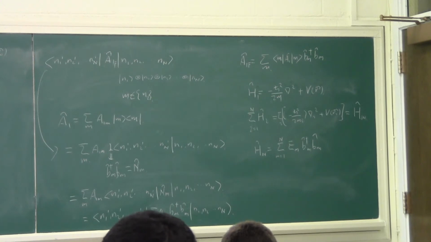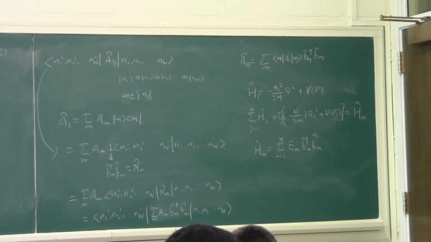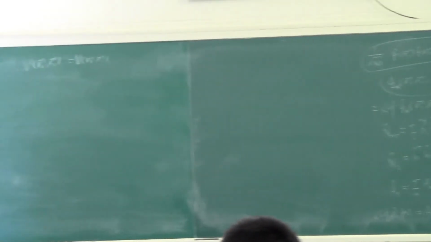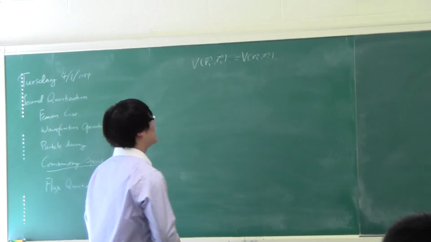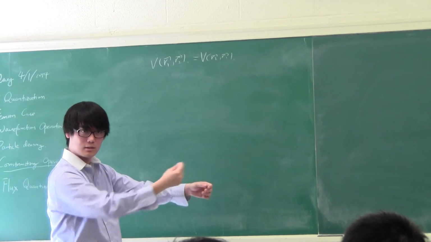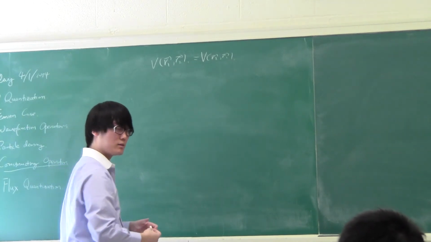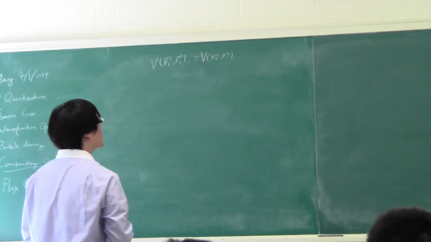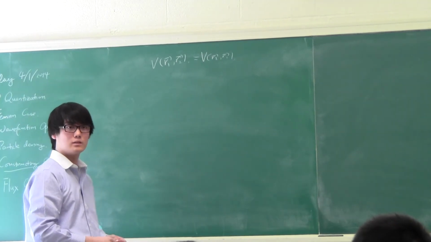Now, we're going to only think about the symmetric ones, where V of R1 and R2 is equal to this switch. Okay. And this is true for most pairwise interactions. So basically, the interaction energy of this particle to this particle is the same as this particle to this particle. Okay. So think about how we did this in conventional quantum mechanics.